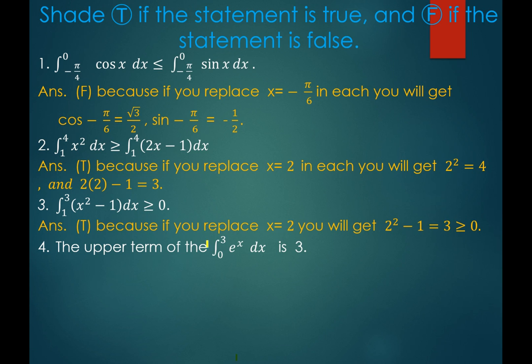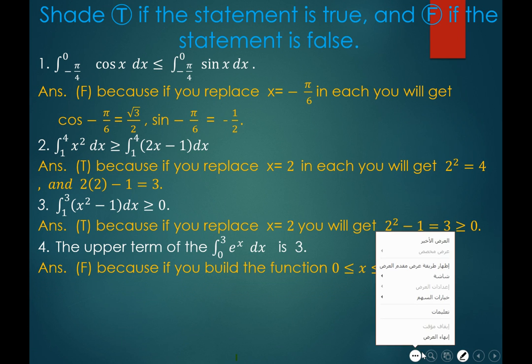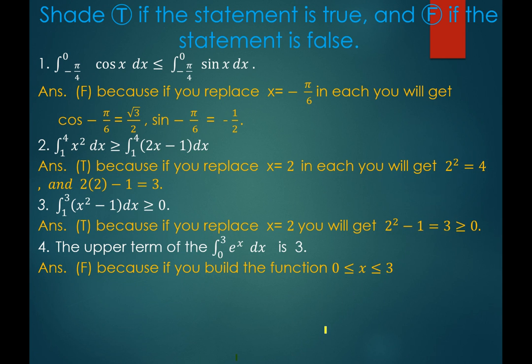The upper term of the integration from 0 to 3 of e to the x dx is 3. That means if you want to find the upper or lower, you need to build the function. And to build the function, for example, start from x between 0 and 3. Then let this e get in for each, like this: e to the power of 0, e to the power of x, e to the power of 3. Anything to the power of 0 is 1. And this stays, and this is a constant number, just keep it.